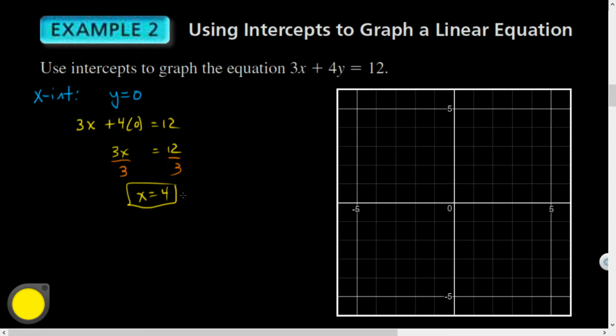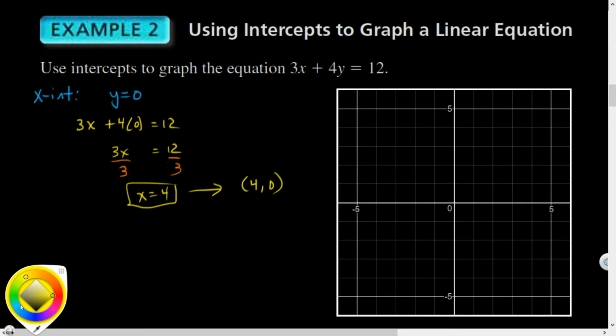So x equals 4 is your x-intercept. This is the same as the point (4, 0). All right, (4, 0) is where that occurs. So my x-intercept is going to be right here.